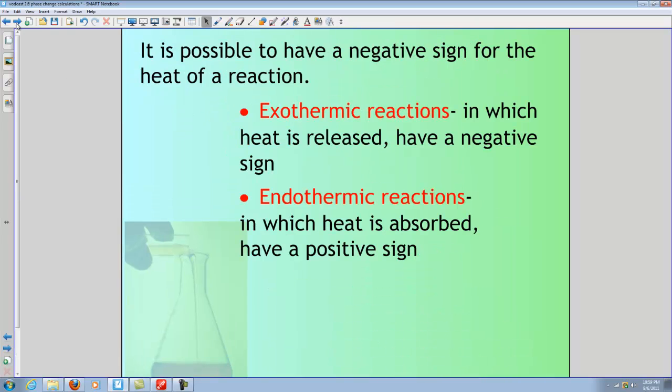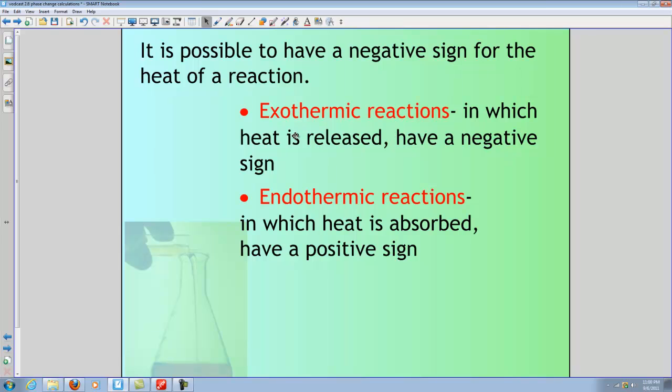Just remember it is possible to have a negative sign if you did your delta T's and your final temperature was lower than your initial temperature. Then you would get a negative sign, and that's okay. That just means that heat is being released instead of absorbed. So instead of putting heat in, heat is being given off.